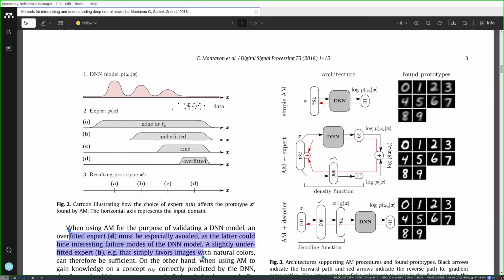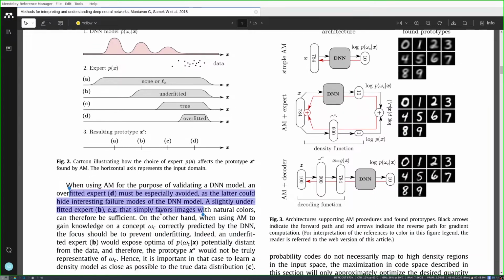Hmm. Well, this is the data. True would be this. This is overfitted. Okay, cool.